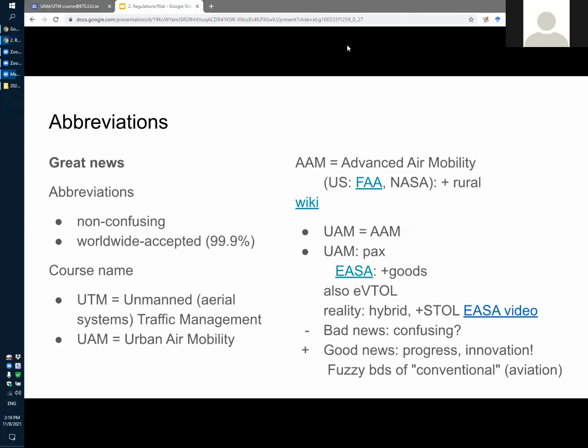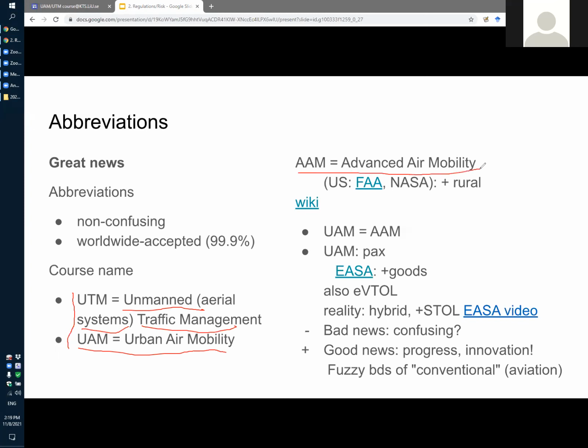So in particular, the two most important ones: the UTM, which is Unmanned Traffic Management. Well, it's Unmanned Aerial Systems Traffic Management, and we'll look into that in more detail. But anyway, that's about management of traffic. And UAM is Urban Air Mobility, nothing else. So the expansion of the abbreviation is fixed.